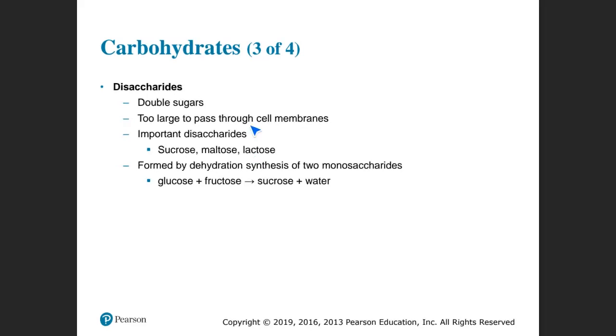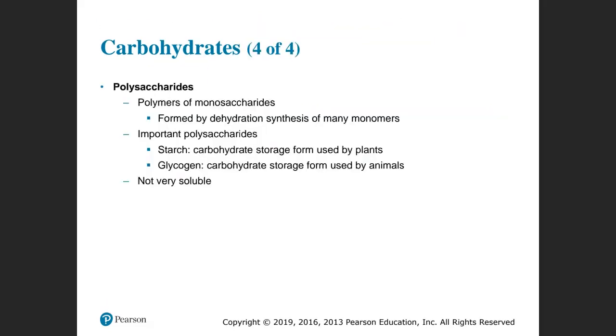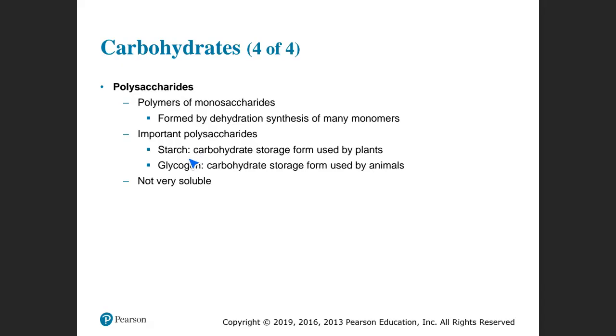And these are big sugars, too big to pass through the plasma membrane of cells. And so this picture shows us the typical common disaccharides. Polysaccharides include things like starch and glycogen. Glycogen is the way that we store sugar in the liver with the help of insulin. And starch is the carbohydrate storage that's used by plants.